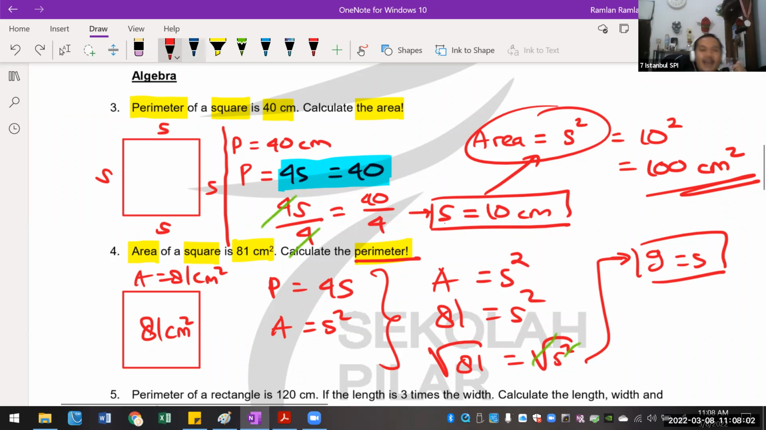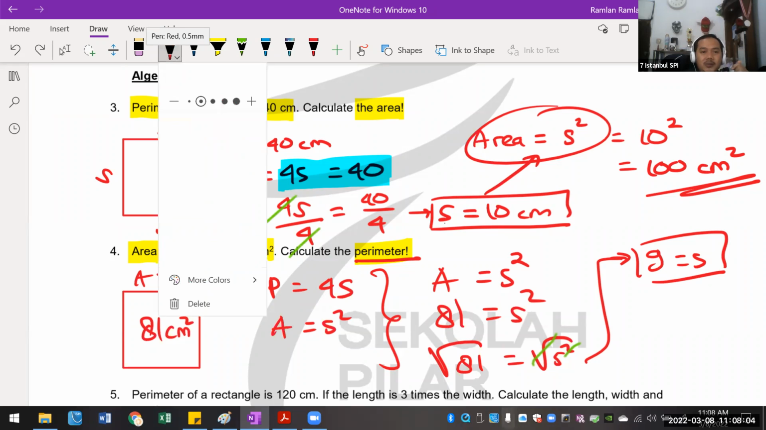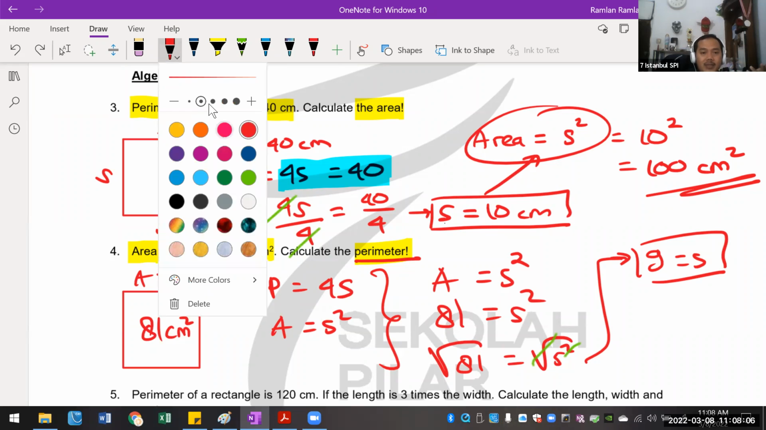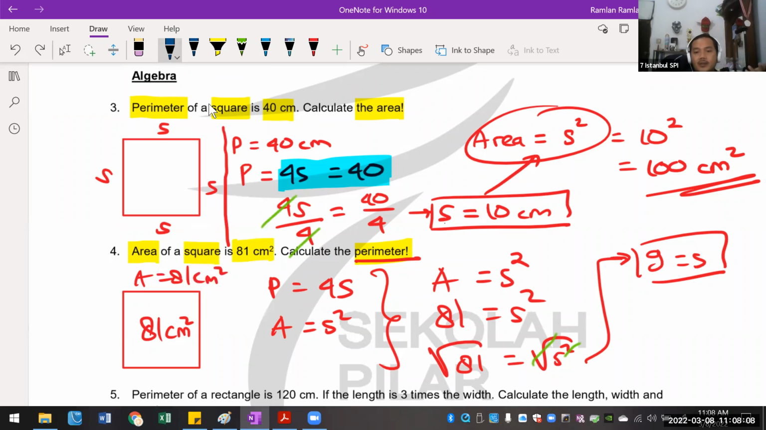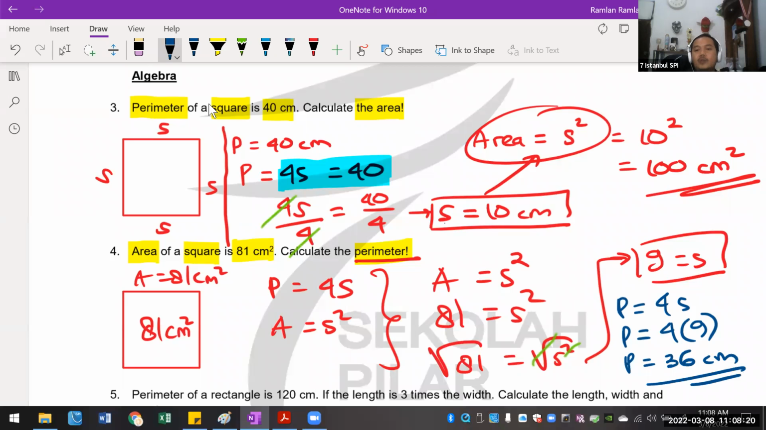Okay. Now, in conclusion, because the main question is to find the perimeter, write down the perimeter. The formula maybe is 4S. And since we know that the S is 9, that will be 4 times 9, which equals 36 centimeters. And there we go, you have the final answer. Okay, gitu ya.